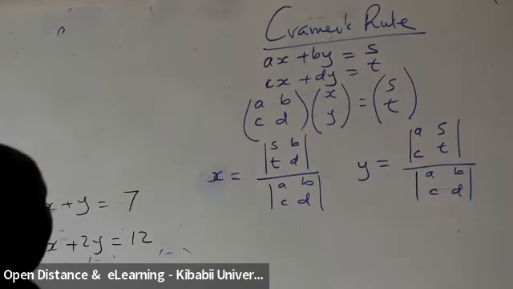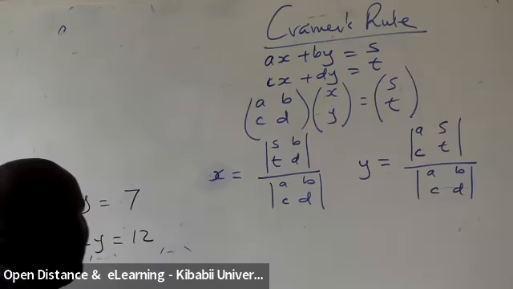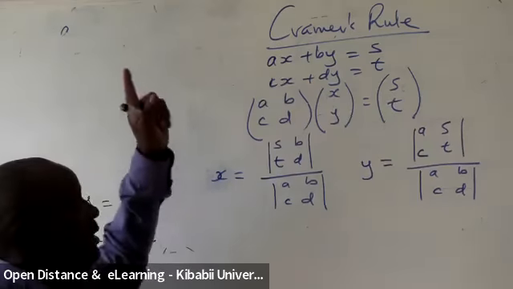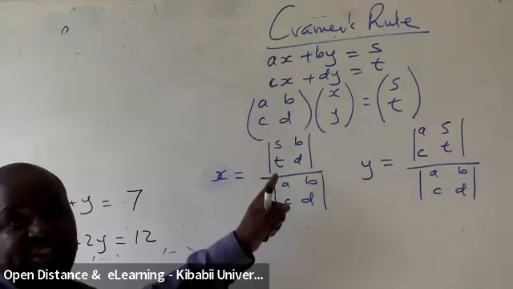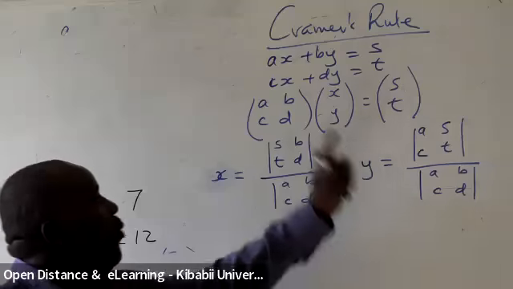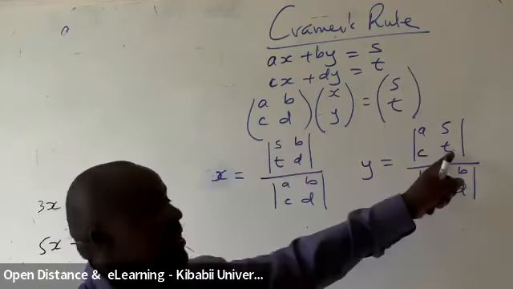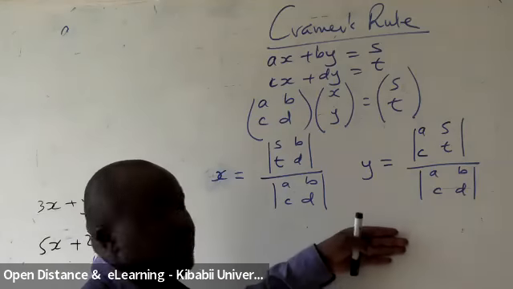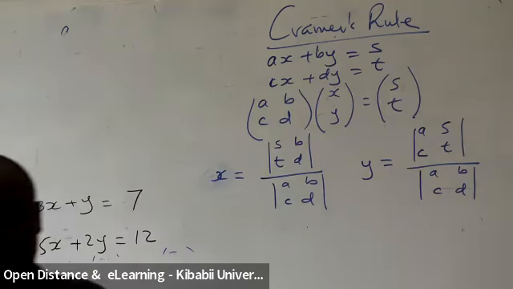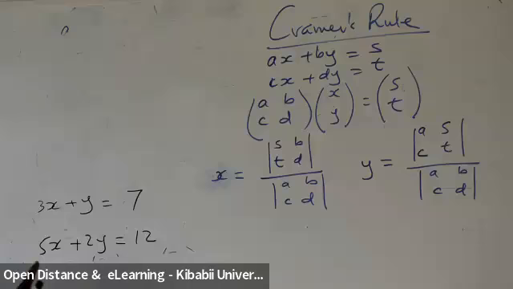We are getting quotients of determinants. For x, we substitute the coefficients of x with the constants. For y, we substitute the coefficients of y by the constants. Then we get the respective quotients, and that gives us the solution. Look at our example 1.